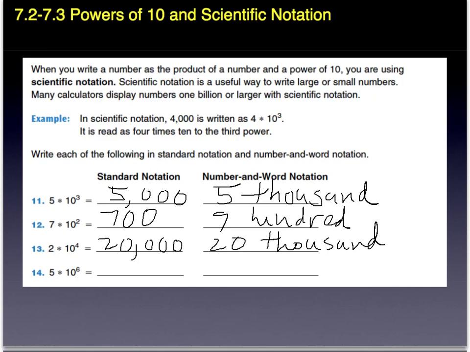Okay, so I have 5 times 10 to the power of 6, 5 times 1 million. So I have 5 million. Okay, and the number 5 and the word million.